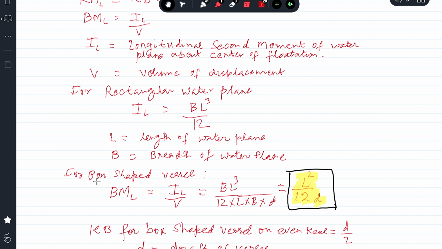The square of the length of the water plane, L is the length of the water plane, square of that. D is the draft. So once again, it's for a box shaped vessel, not for the actual vessels. Only if the vessel is a box shaped vessel, you can do this. You can find BML by the formula L square upon 12D. And if the box shaped vessel given is on even keel, then KB will be half of the draft. So then KML can be found by KB plus BML.